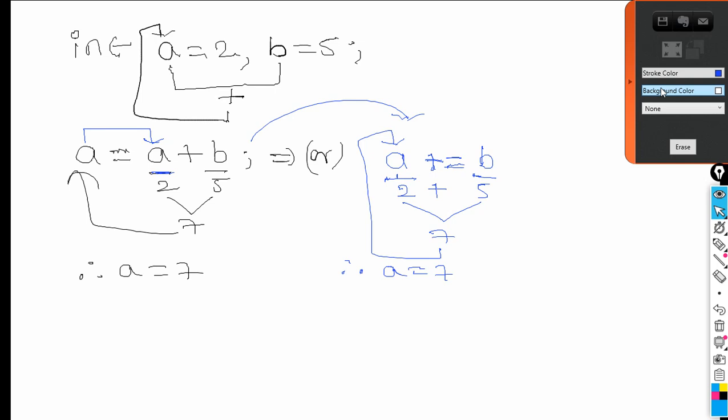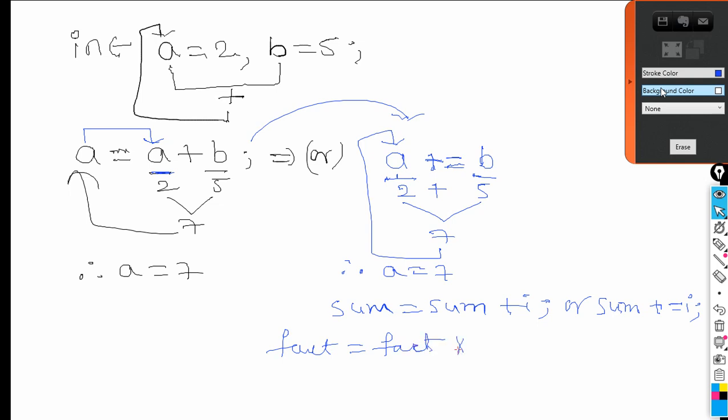Okay, I will tell you some more examples. For example, if you want to write sum is equal to sum plus I, this can be written as sum plus is equal to I. This is what you can write. Suppose if you want to write fact is equal to fact multiplied by J, this can be written as fact multiplication is equal to J. Like this we can write it.